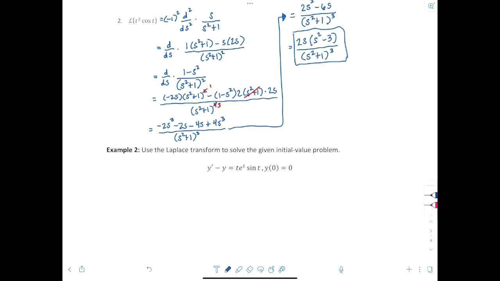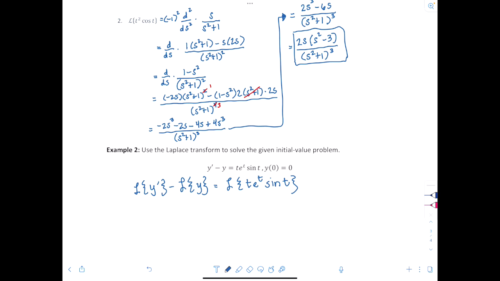So using some of our earlier skills, right, remember that the Laplace transform is a linear operator. So I'll have the Laplace transform of y prime minus the Laplace transform of y is equal to the Laplace transform of t e to the t times sine of t. Cool so far?